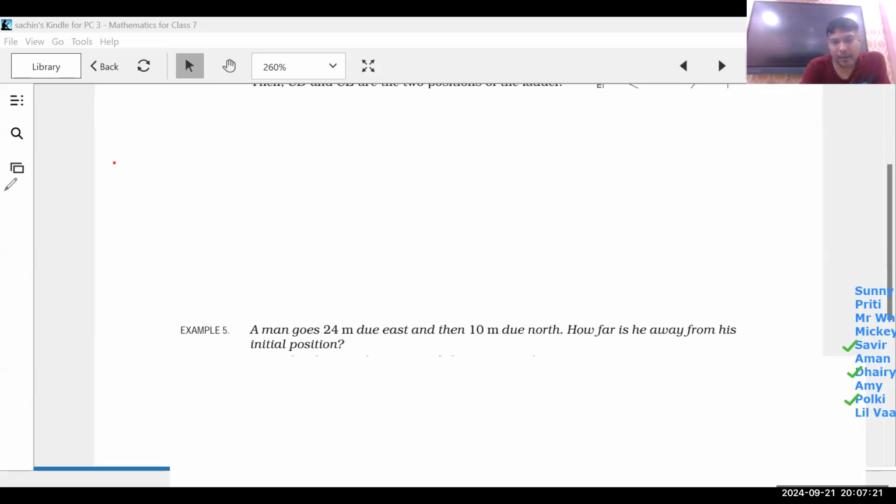So I am making the diagram. A man goes 24 meters due east. So 24 meters due east is this. Then 10 meters north. 10 meters north is this. How far is he from the starting position? This is the start. This is the final. So this is his starting position from here. Understood?